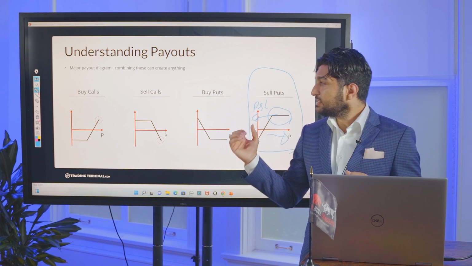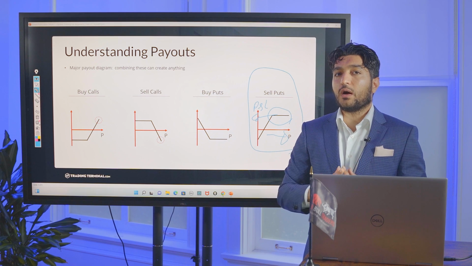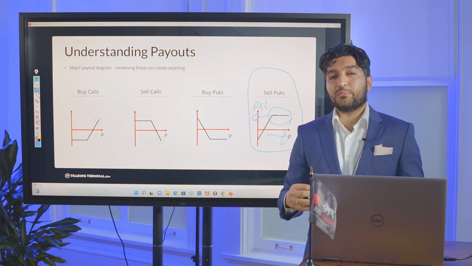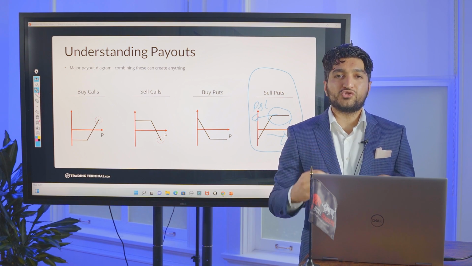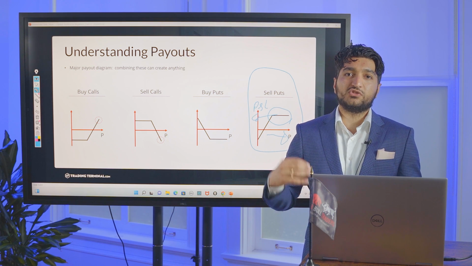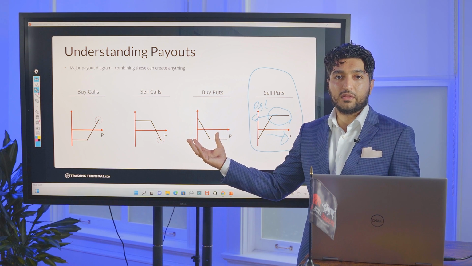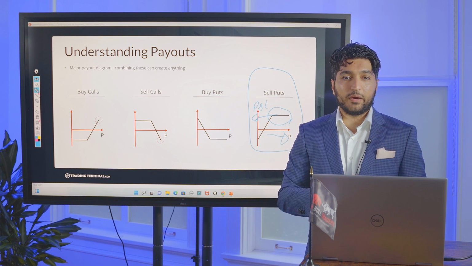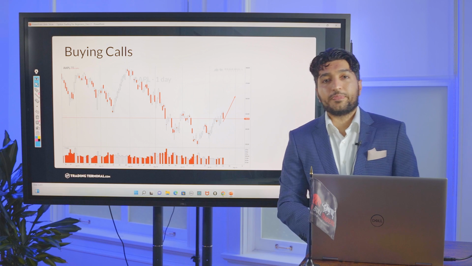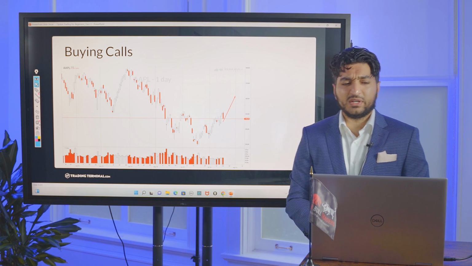If these payout diagrams are a little bit complicated for you, don't worry. By the end of this course, we're going to do so many practice problems and so many examples that you're going to memorize all these payout diagrams without even thinking about them. So let's go ahead and look at a simple example.